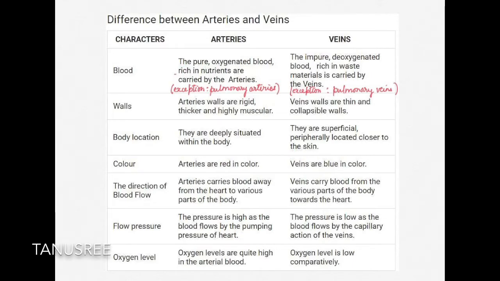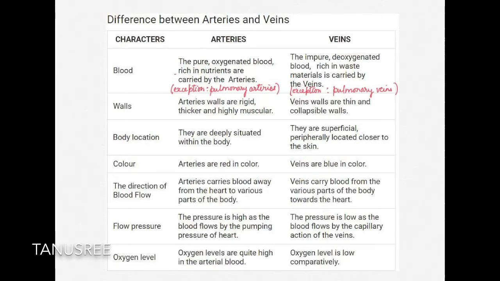The veins have thin, collapsible walls. The walls are non-elastic and the blood thus flows through it under low pressure. The arteries are deep-seated. Where they become superficial, there we can use it to feel the pulse. The veins are superficial, peripherally located.